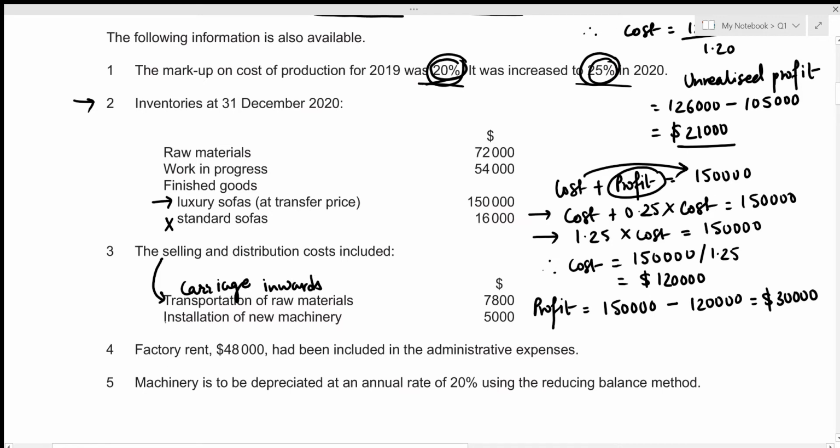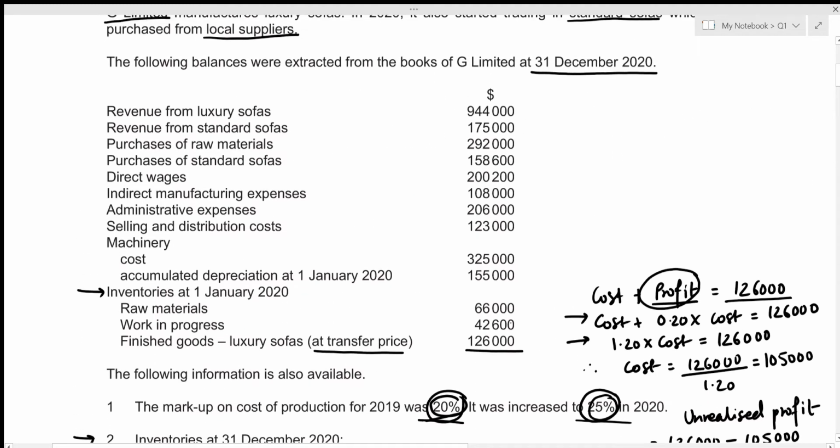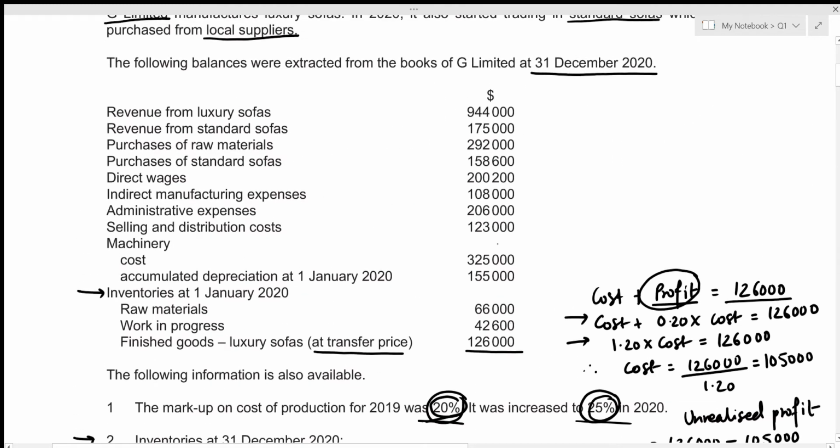Then we have installation of new machinery. So this is actually a capital cost, because the activity of installing a new machinery is not something that's going to recur over the year. This is a one-time cost, which means that the installation of new machinery of 5,000 should actually be included in the new machinery cost. Let's do that. So we have machinery cost to be 325,000. We need to add another 5,000 to it. So this results in the total cost of machinery to be 330,000.